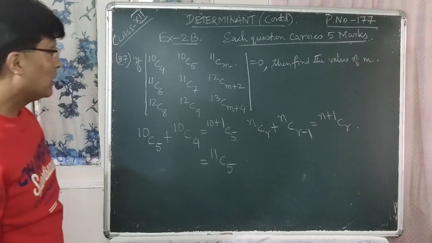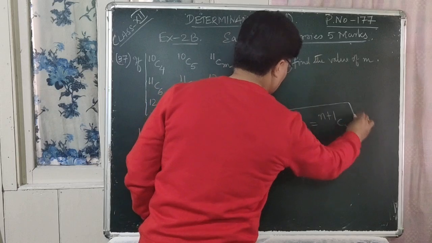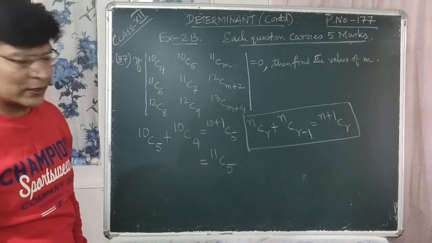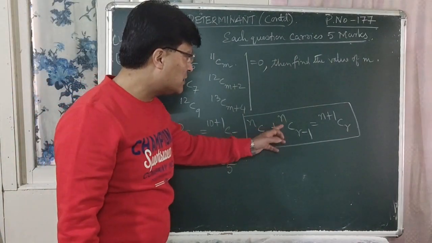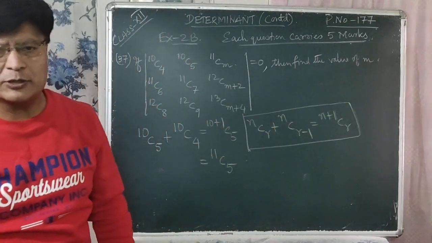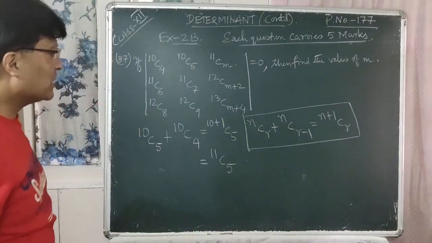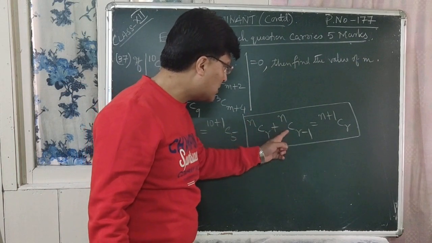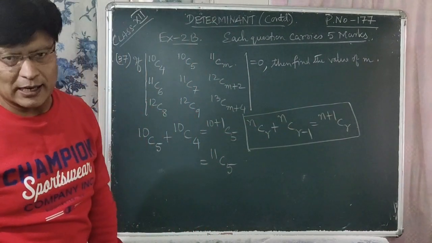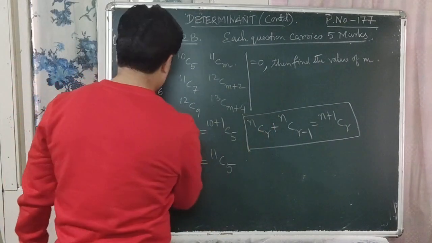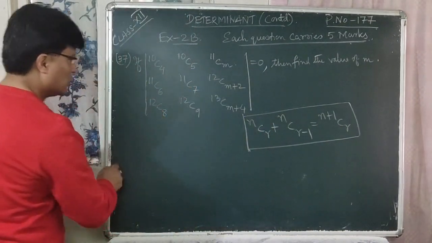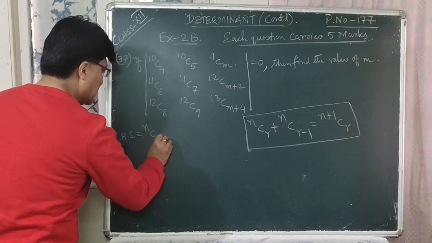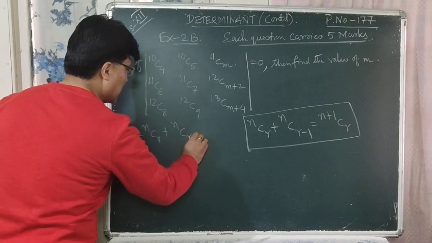Is that clear now? Now let us prove this result. So if you know the formula, you can write it directly. That is NCR plus NCR minus 1 is equal to N plus 1 CR. But in this case, directly you can use the formula NCR plus NCR minus 1 is equal to N plus 1 CR. Okay? So now let us prove this result first. So what is the left hand side here? So here the left hand side is NCR plus NCR minus 1.